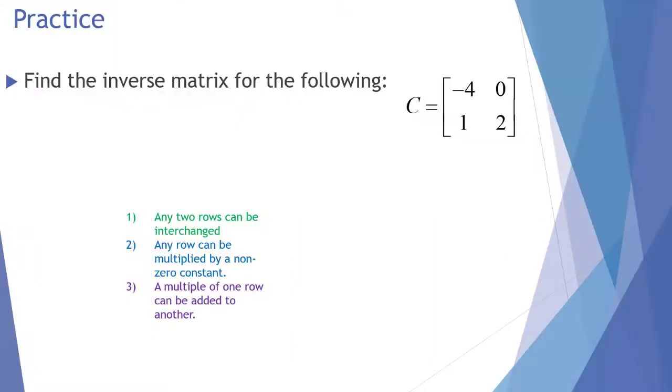Okay, let's wrap this up. I'd like you to do one for practice. I'm giving you a matrix C here, negative 4, 0, 1, 2, just a little 2 by 2.